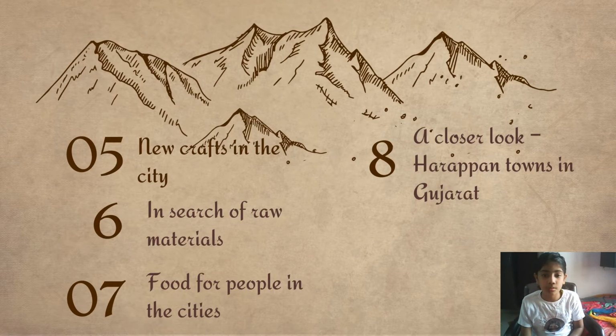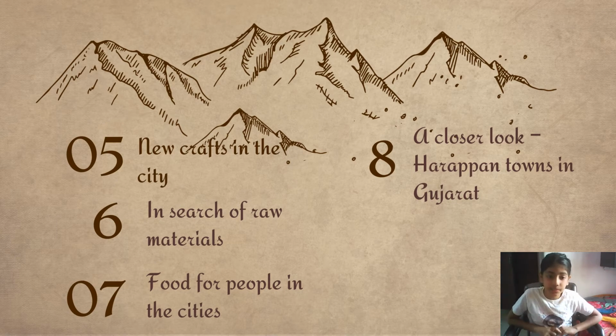So next we have new crafts in the city. So we see the life in the city, this new craft also comes. All the things like in search of raw materials, food for the people in the cities. These four, okay, what four? Houses, drains and streets; new crafts in the city; in search of raw materials; food for people in cities come under life in the city, okay.